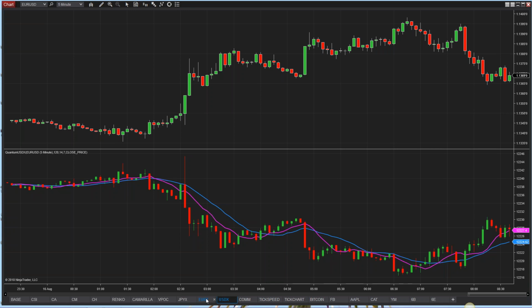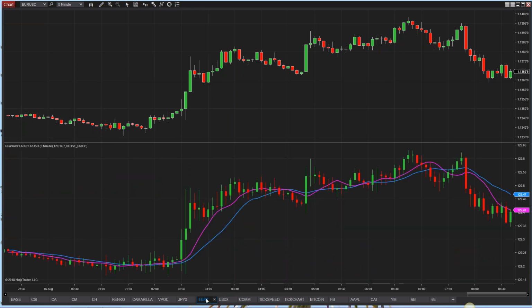Sorry, I beg your pardon. That is the dollar index. This is the euro index. This is the selling in the euro, what we're seeing at the moment. This is on a 5-minute time horizon.